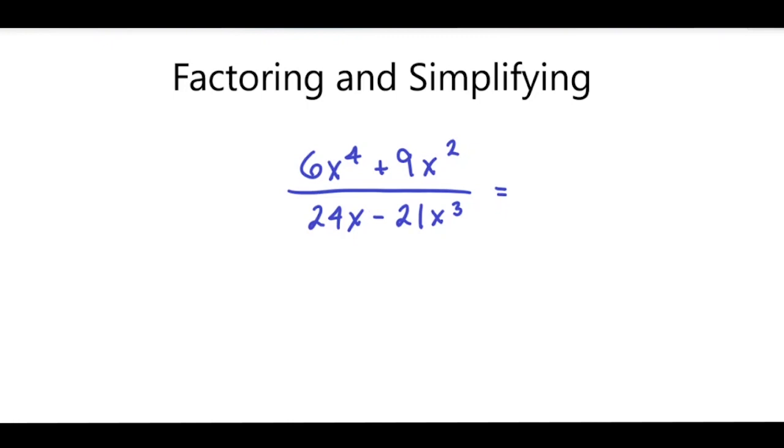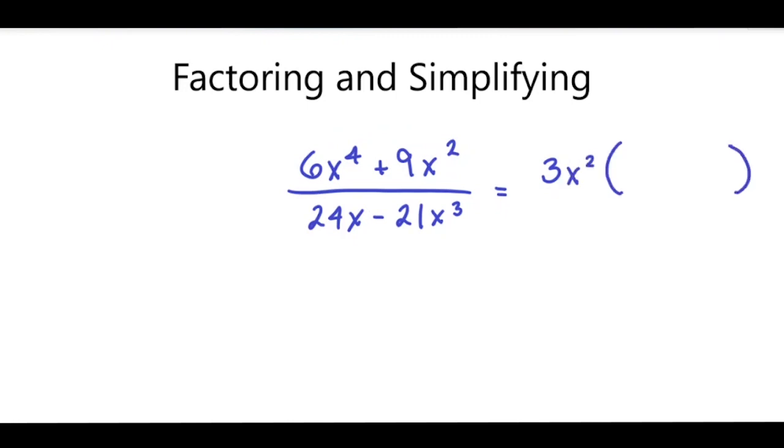I notice that I have a 6 and a 9, and those are both divisible by 3. So that means that I can factor out a 3. And I notice that both terms have an x, so I can factor out x to the lowest exponent on the top, which is x squared.